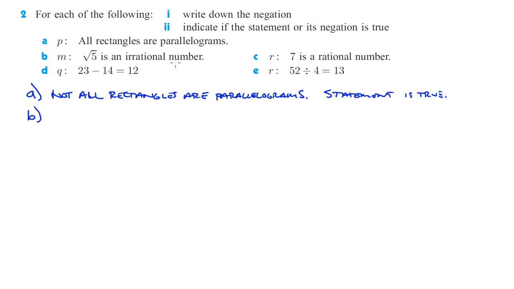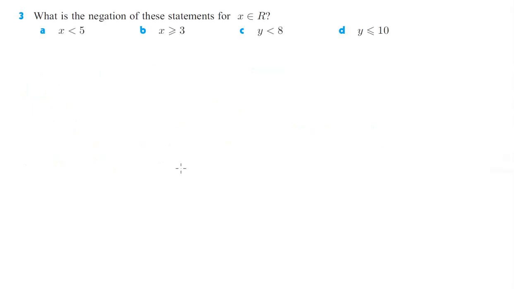All right, for B, square root of 5 is an irrational number. So our negation would be square root of 5 is not an irrational number. Okay? So root 5 is irrational. So that means, again, that the statement is true. Okay. On to number 3.